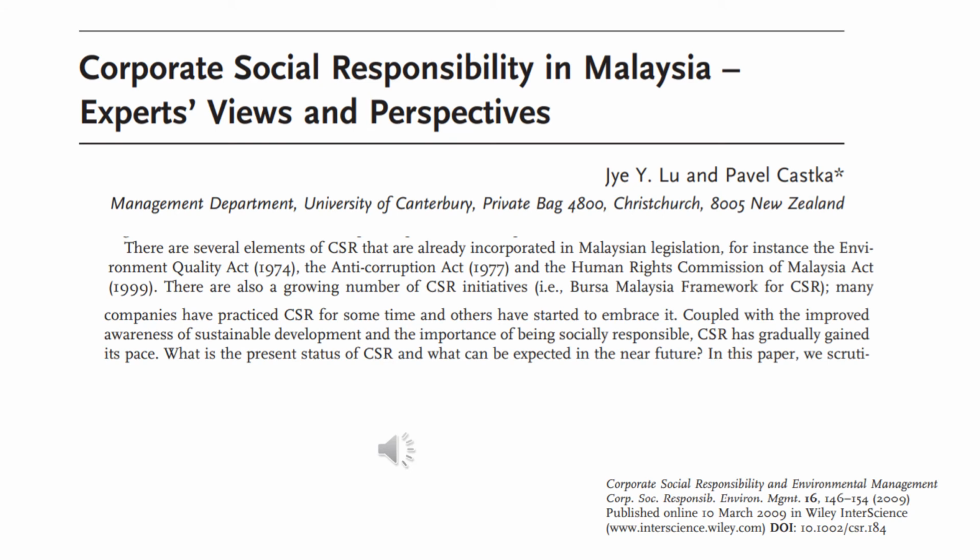Take a look at corporate social responsibility in Malaysia, expert views and perspective. Okay, these are the contents of the paper published online in March 2009. There are several elements of CSR that are already incorporated in Malaysia. For instance, the Environment Quality Act 1974, Anti-Corruption Act 1977, and the Human Rights Commission of Malaysia Act 1999. There are also a growing number of CSR initiatives. For example, Bursa Malaysia Framework for CSR.